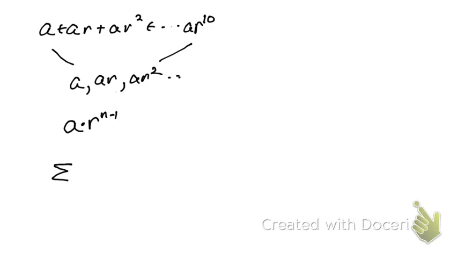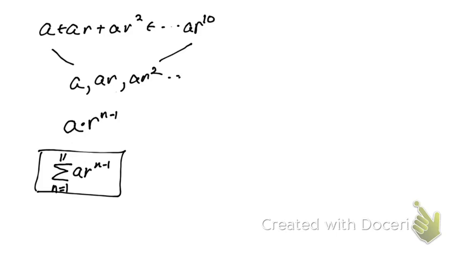So my summation formula is going to be a times r to the n minus 1, where my very first term is n equals 1. I plug a 1 in, and that's my first term. Well, my very last term has to be r to the 10th power. So what does my n have to be at the very end so I can have r to the 10th power? 11. So I'm going to count from 1 to 11, and then I should get all of those out.